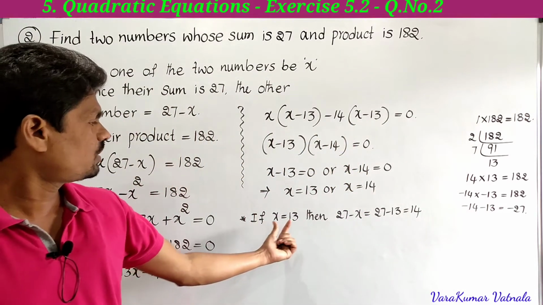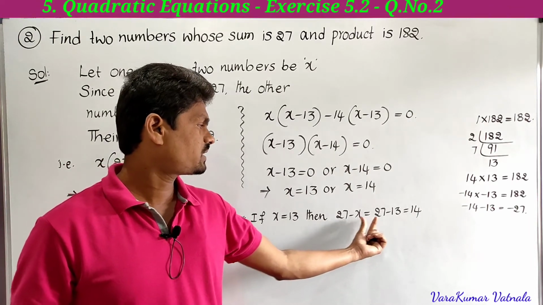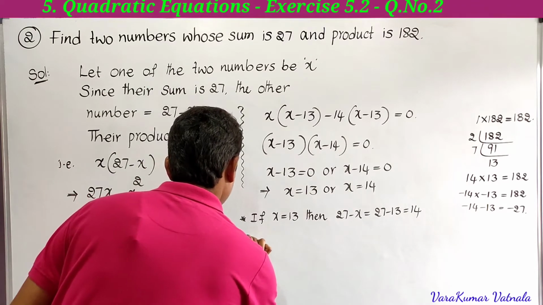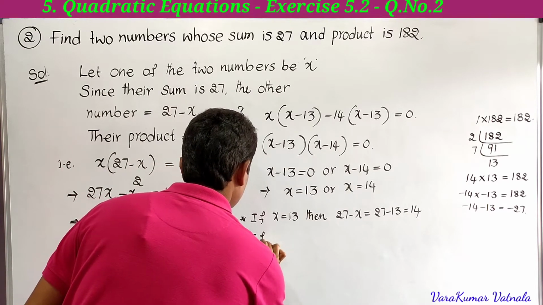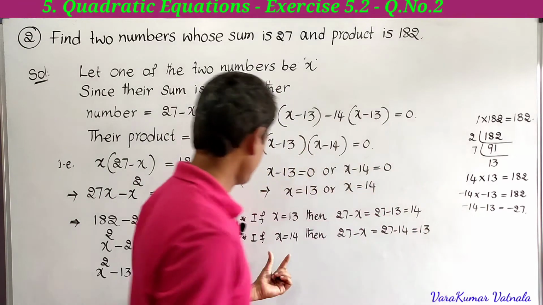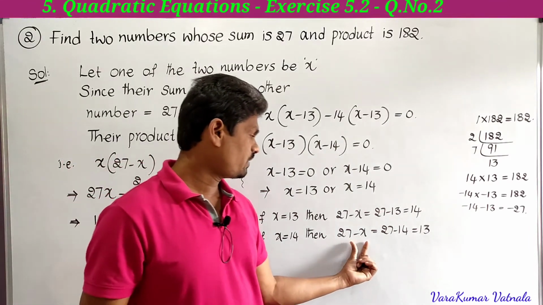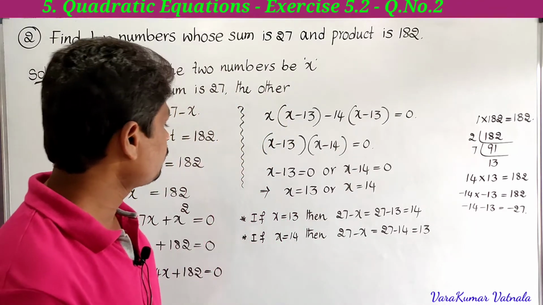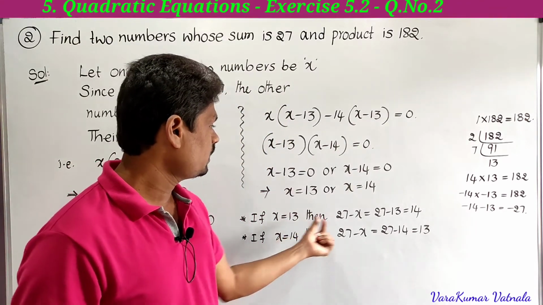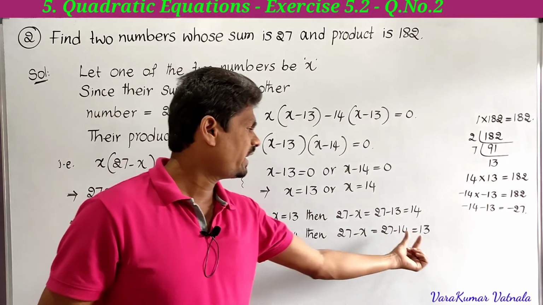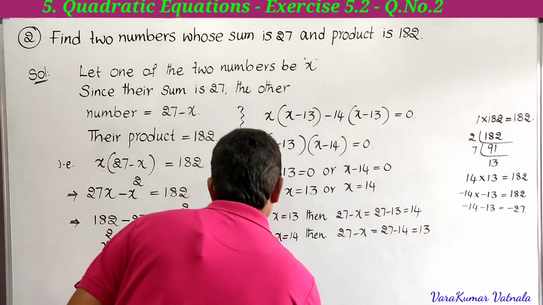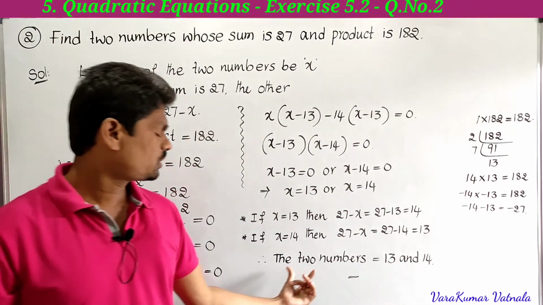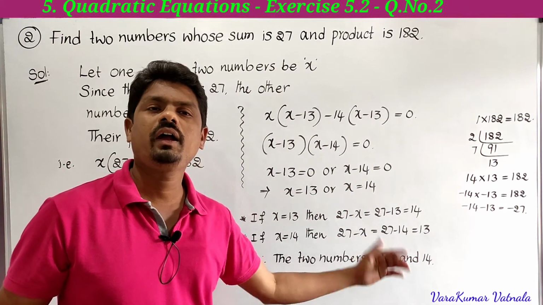So if x is equal to 13, then 27 minus x equal to 27 minus 13, that is 14. Next we have the second one, if x is equal to 14, then 27 minus x equal to 27 minus 14, that is 13. Therefore the two numbers are 13 and 14, or 14 and 13.